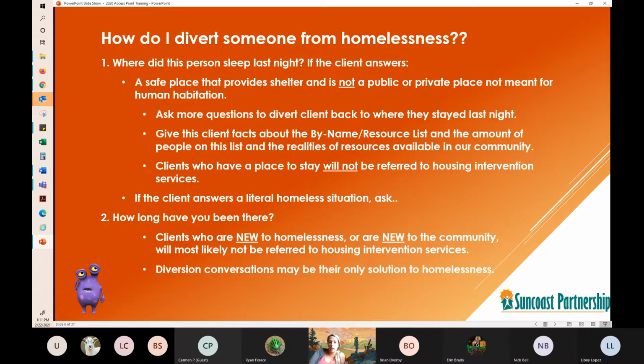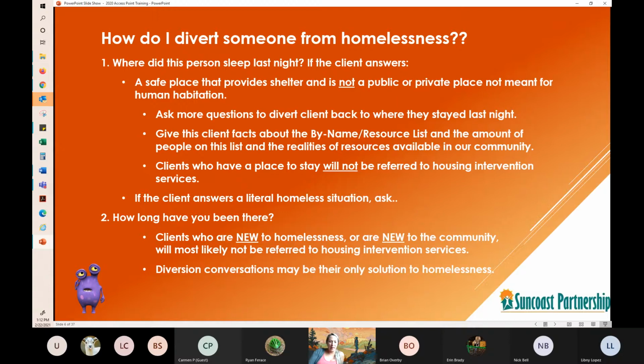Clients also need to have that realistic conversation about the by name list. Currently, we have over 300 clients that are listed as active on our community by name list. So when we're talking with clients who are newly homeless, or not even newly homeless, just at risk of homelessness, explaining how the system works for them, I mean, imagine you're at a deli and you take a number and your number's 360 and they're at number one. They're now serving number one.